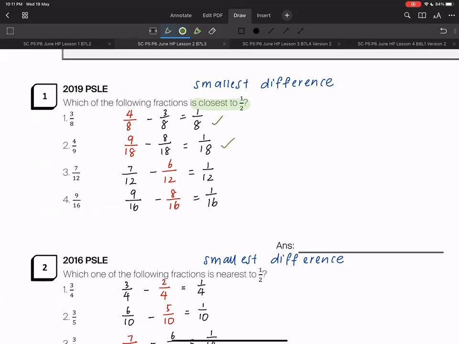Half is 6/12. 7/12 minus 6/12, the difference is 1/12. Half is also 8/16. So 9/16 minus 8/16, we get 1/16. Which of the following fractions is smallest in value? When the numerators are the same, the bigger the denominator, the smaller the value. So we have this as our answer. Option 2 is the answer. The denominator is the greatest.